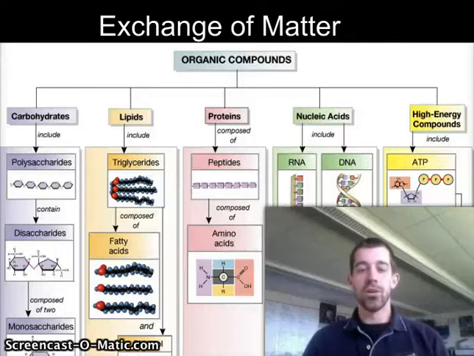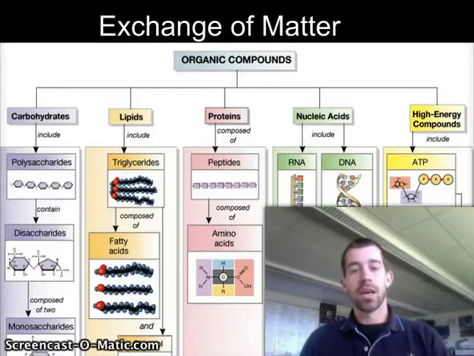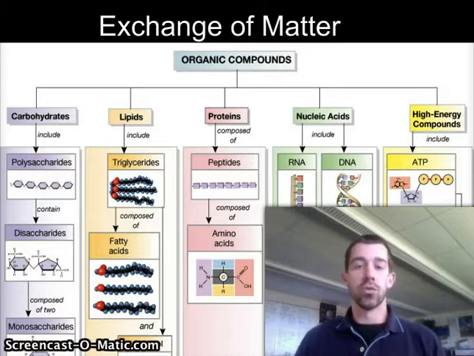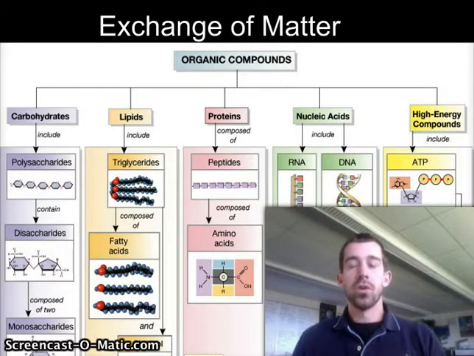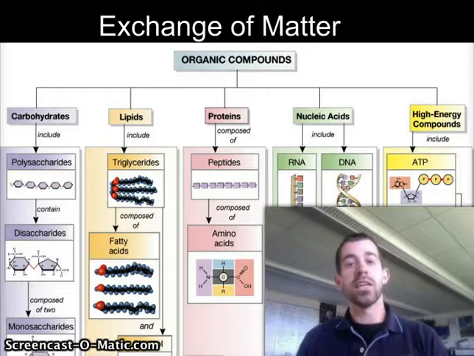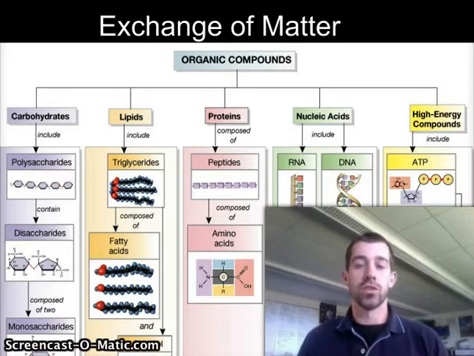Okay, so this video is going to be all about the exchange of matter between a cell and its environment. And we're going to be focusing on basically what kinds of atoms an organism needs in order to survive. And the whole question here is, how do cells get the things they need in order to do their job and in order to maintain homeostasis?